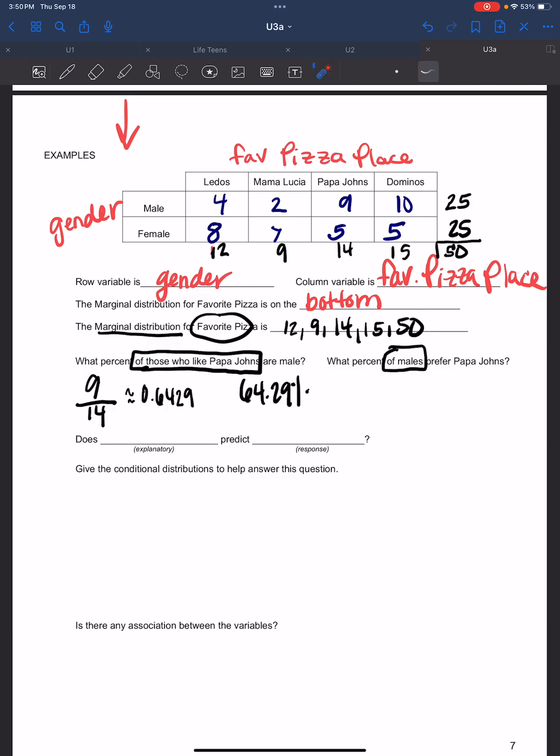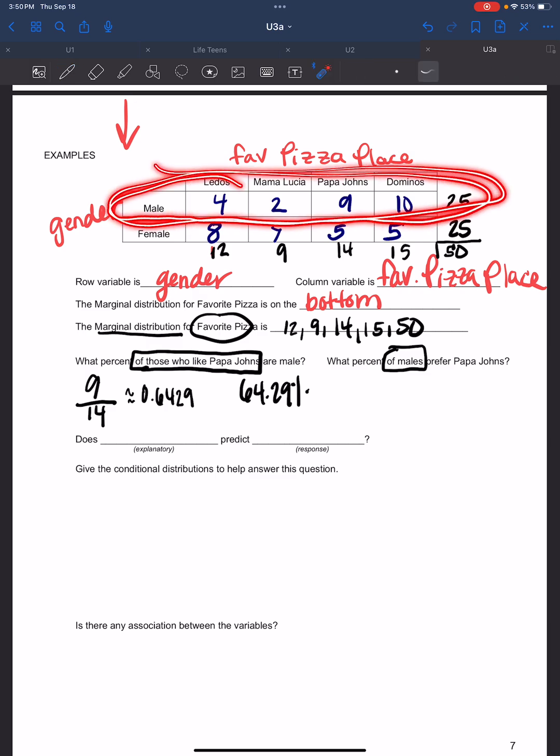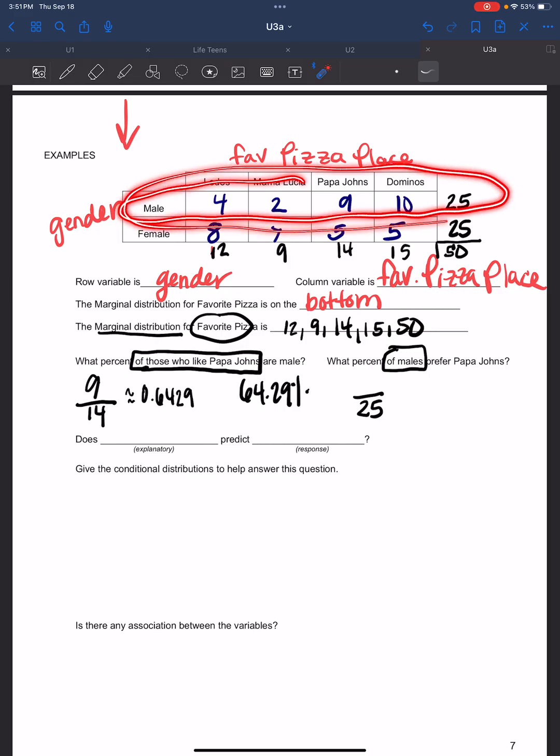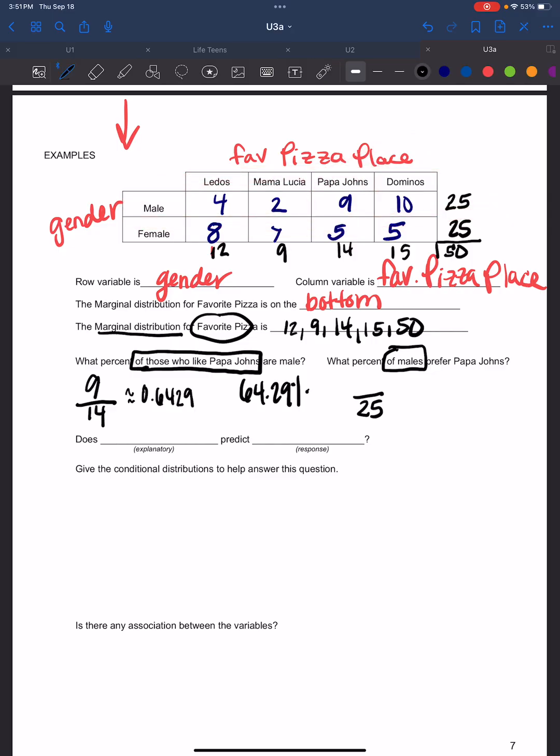All right, this says what percent of males prefer Papa John's? Well, that means I only care to look at the male group here. Of the males, there appears to be 25, so I know that that's going to go on the bottom. How many of them preferred Papa John's? Only 9 out of the 25 did. So now we've got 9 divided by 25, which is 0.36. And so we could say 36% of males preferred Papa John's.